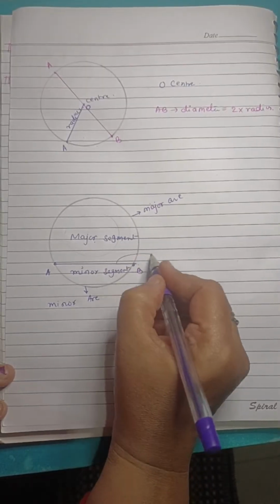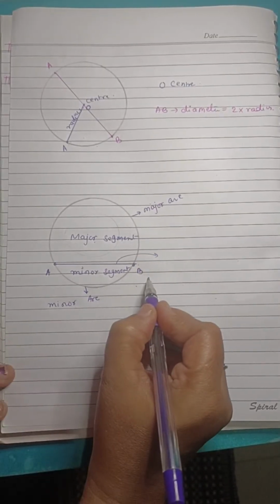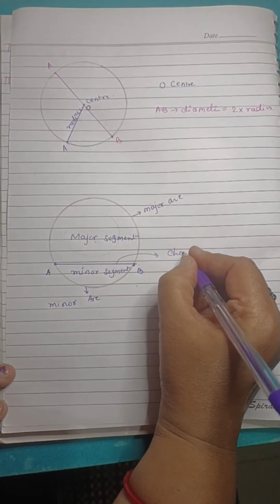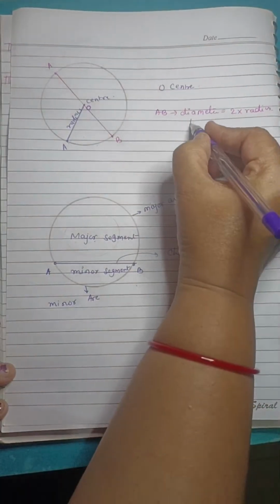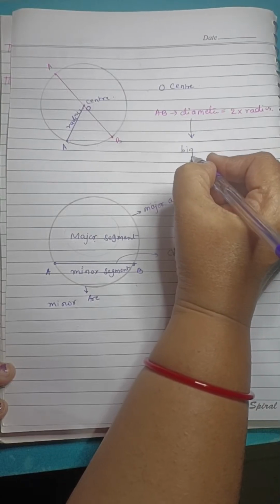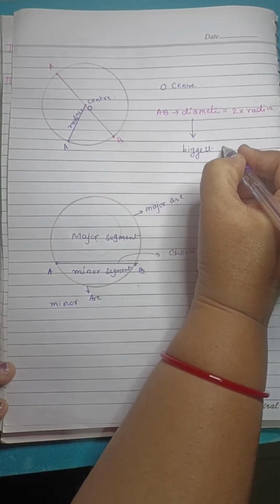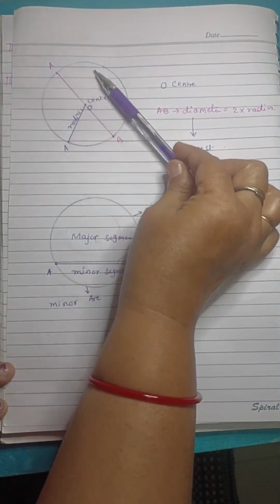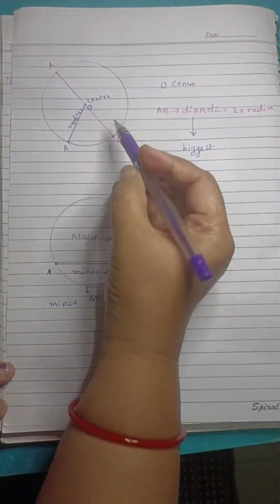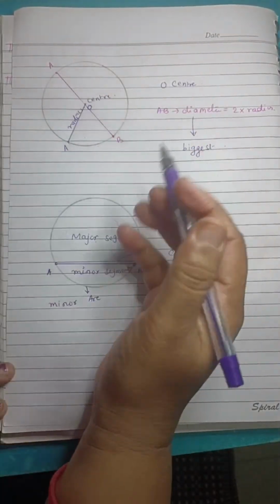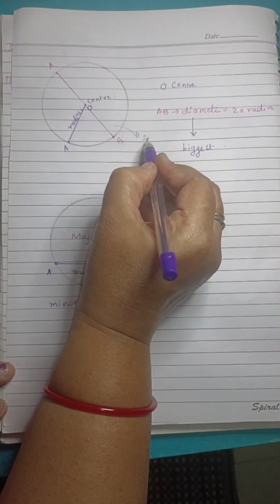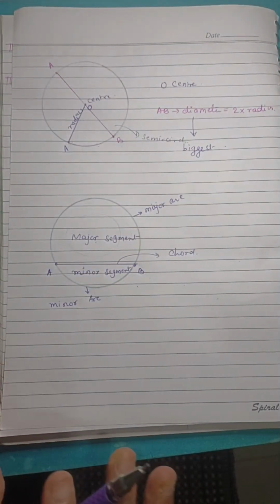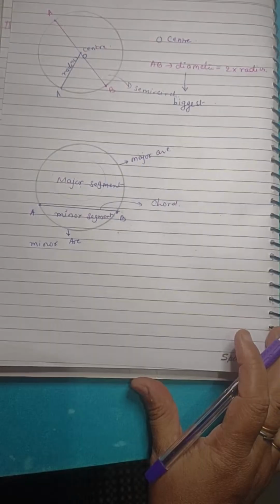This line segment which is touching the two ends on the circle's boundary is known as the chord. If you see, the diameter is the biggest chord, because the diameter divides the circle into two equal parts. When the diameter divides it into two equal parts, this portion is known as the semicircle, right?